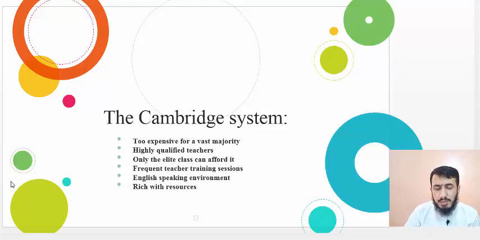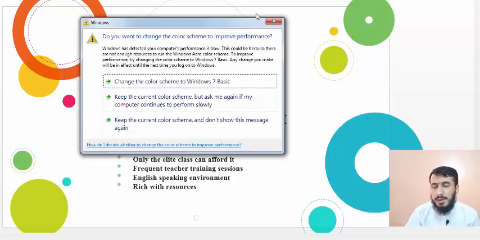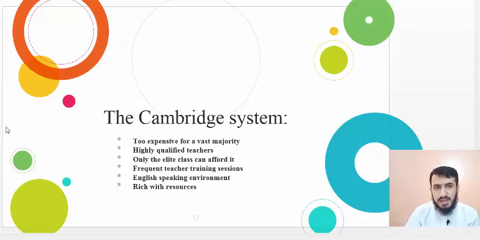Now, when it comes to the Cambridge schooling system, this is the most expensive type of schooling system in the Indian subcontinent that we call O levels and A levels. And this is too expensive for a vast majority of the public here in the Indian subcontinent. But this is the most authentic type of English teaching or scientific education teaching. The teachers are highly trained.